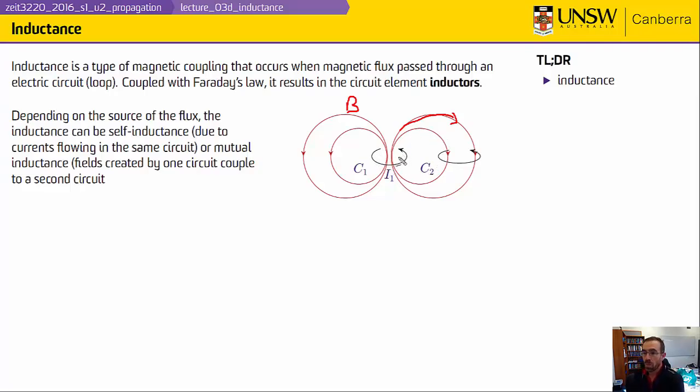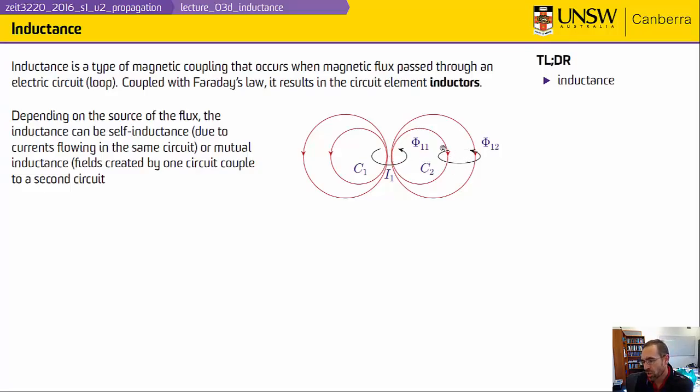But those fields, we know they must close on themselves. We know magnetic field lines cannot begin or end because there are no magnetic point charges in problems that we're interested in. And so those field lines are also going to penetrate over here in loop 2. So I'm going to have a certain amount of flux in circuit 1 that's generated by currents flowing in circuit 1. And then I'm going to have a certain amount of flux over here in circuit 2 that's generated by currents flowing in circuit 1.